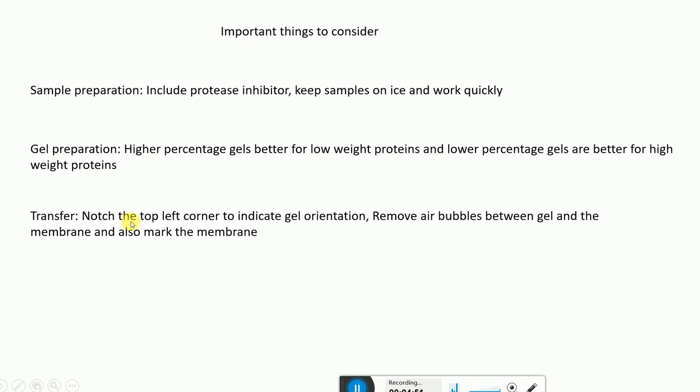So we should always notch the top left corner of the gel to indicate the gel orientation. It's really, really important. And while transferring the fractionated protein from the gel to the membrane, we should try to remove air bubbles if there are any between the gel and the membrane. And we should also mark the membrane to indicate its orientation. Last but not least, we should not let the membrane dry at any stage during the Western blotting procedure.